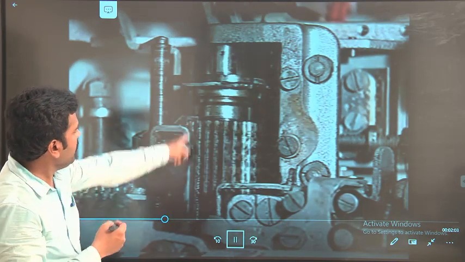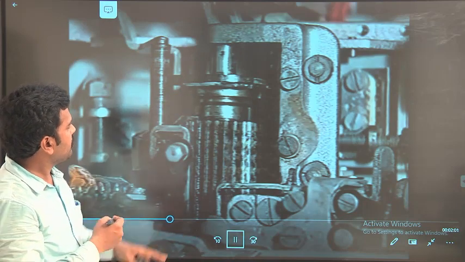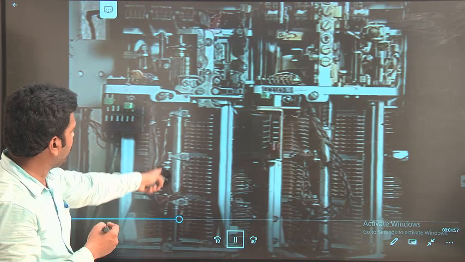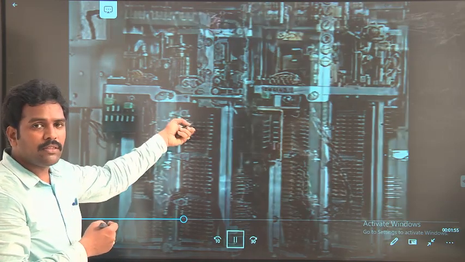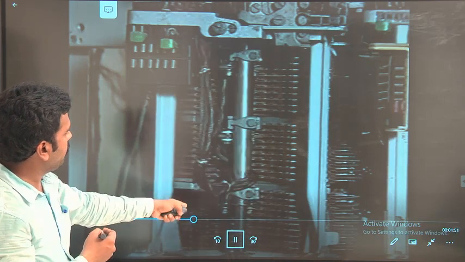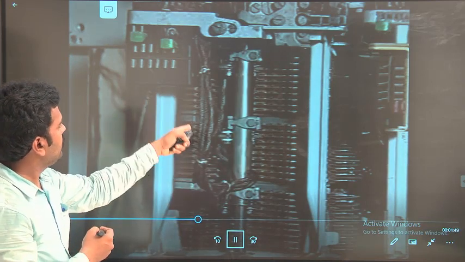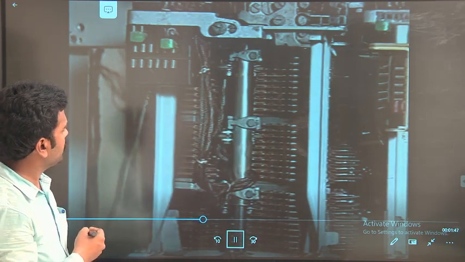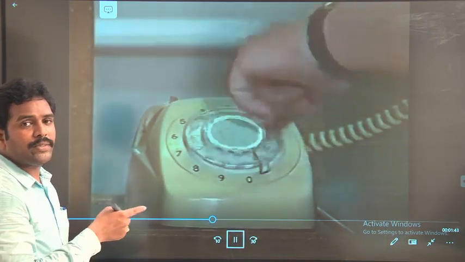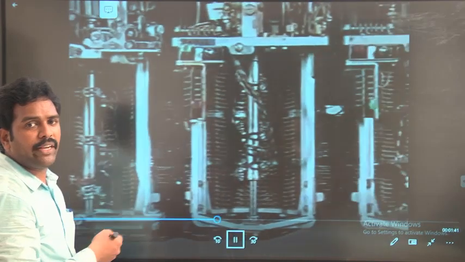See, now it is moving vertically, right? You can see here also. See, it is moving vertically and horizontally. This is the working of a two motion selector switch. See, moving vertically and horizontally. So it is a two motion selector switch, which is present at the group selectors as well as at the final selector.